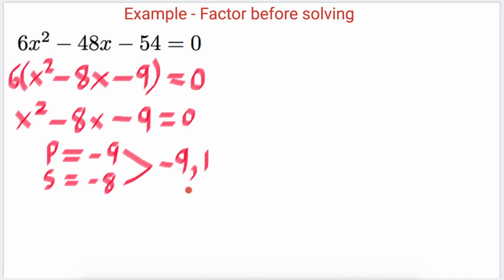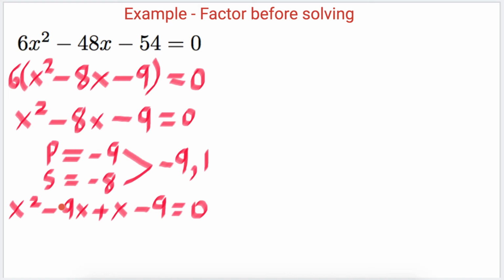So let's see if this is actually true. -9 times +1 is -9. -9 plus +1 is -8. So now we have those two numbers. We're going to rewrite our expression with those two numbers, and it's going to be x squared minus 9x plus x minus 9 equals 0.